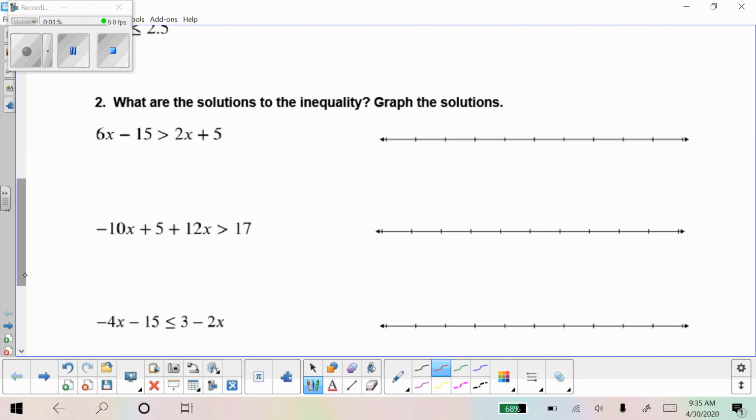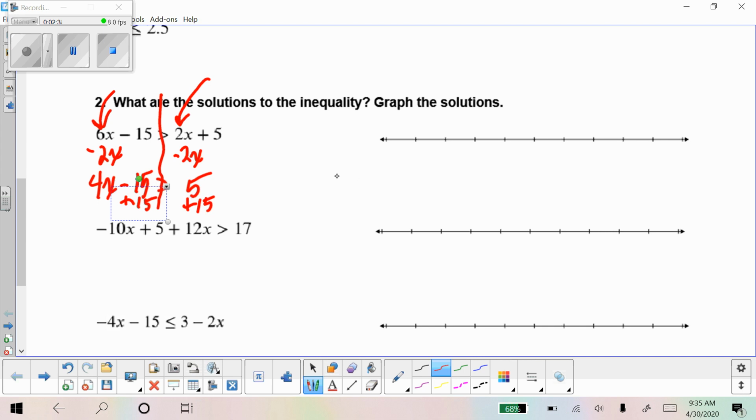Do number 2. Now these we have x's on both sides of the inequality, so we need to get rid of the x's from one side first. So always get rid of whichever one is smallest. So since 2x is smallest, let's get rid of that first. That gives us 4x minus 15. We're going to keep it greater than because subtracting does not change the inequality symbol, only if you multiply or divide by a negative. And then I'm going to add 15 to both sides.